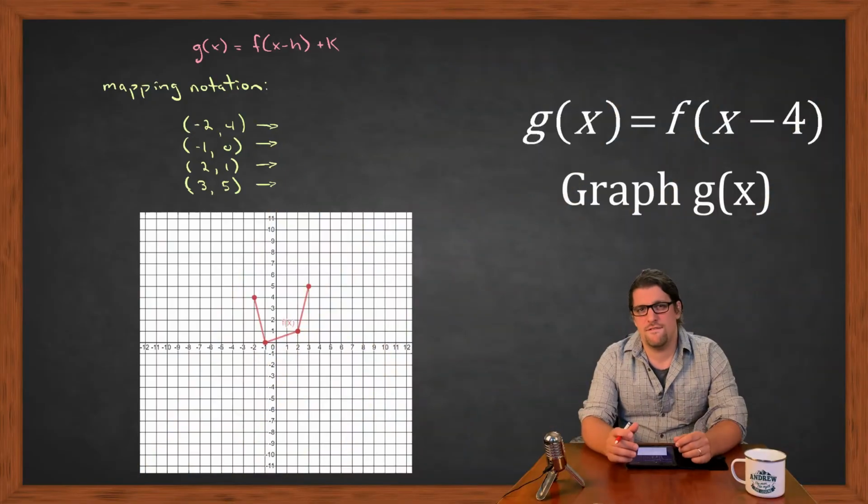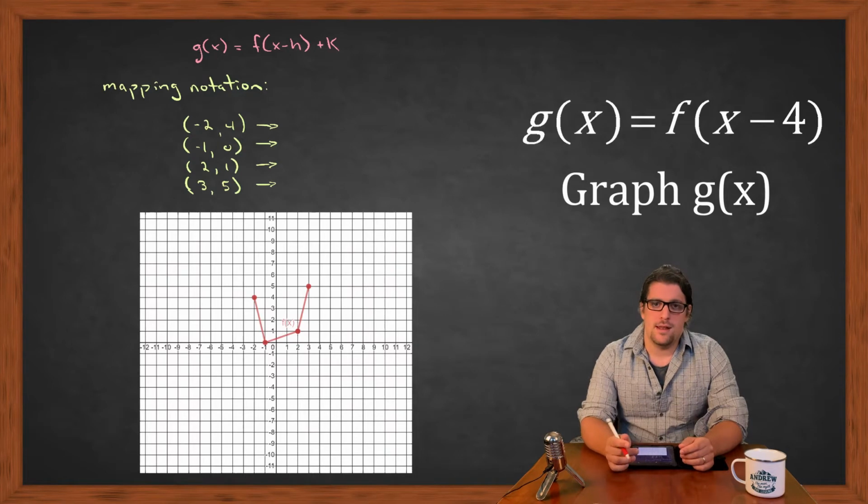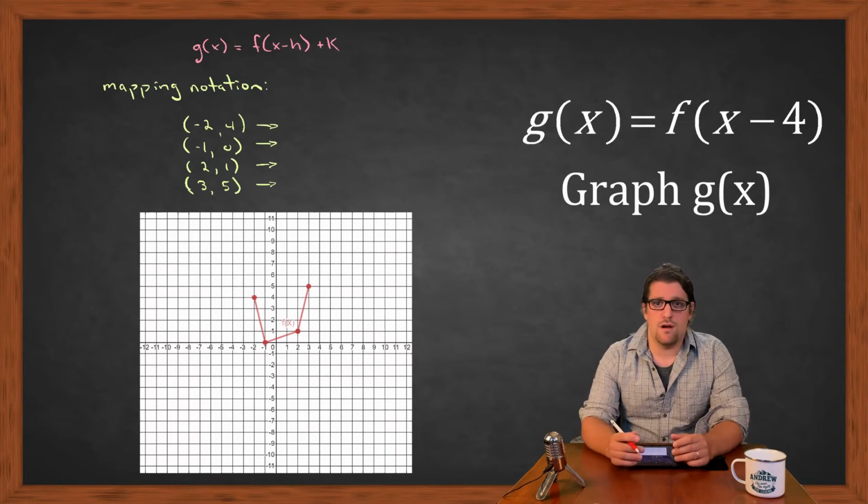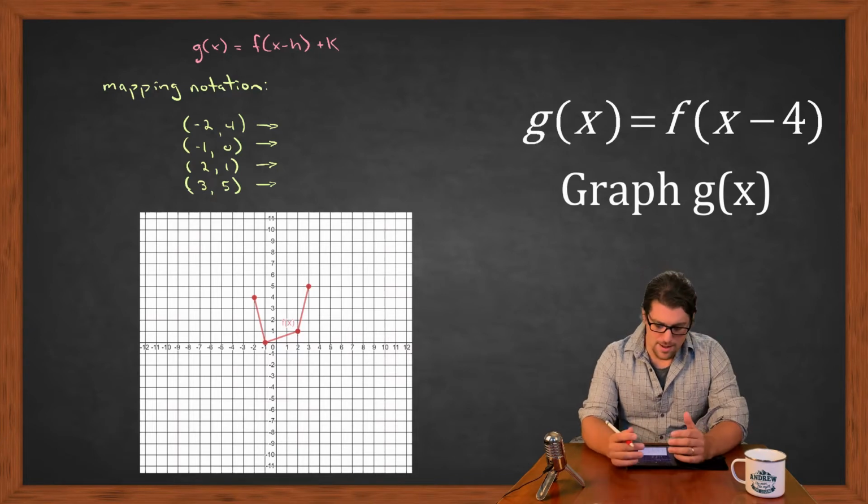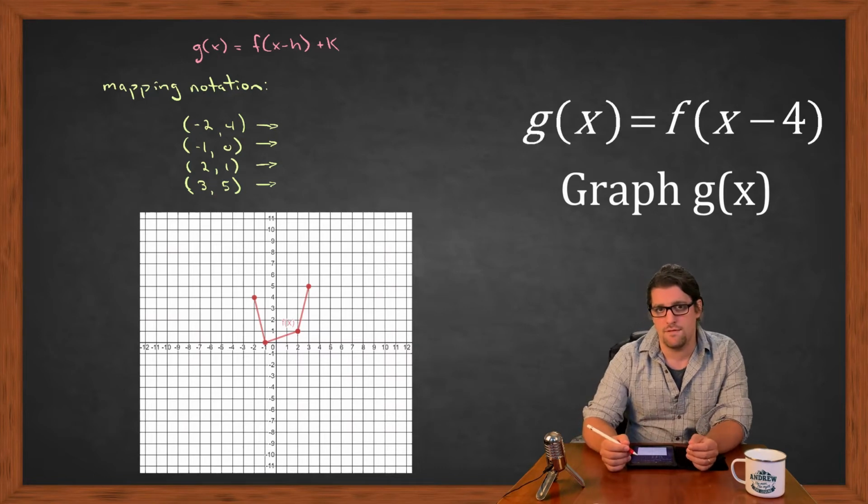Alright folks, I already have a fair bit written down. Now we have our general form of g of x is equal to f of x minus h plus k. So this only works for translations, of course. All we have are the h and the k parameters. And then the other stuff that I have written down there, I already have the 4 points that are a part of our original f of x function. So we have the negative 2 comma 4 point, the negative 1, 0, the 2, 1, and the 3, 5.